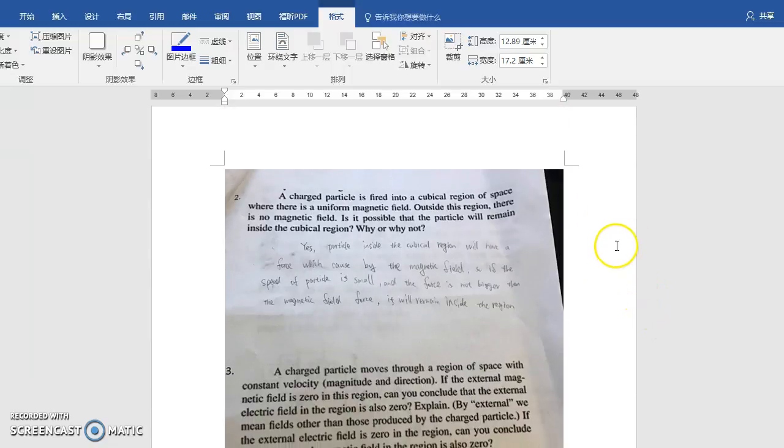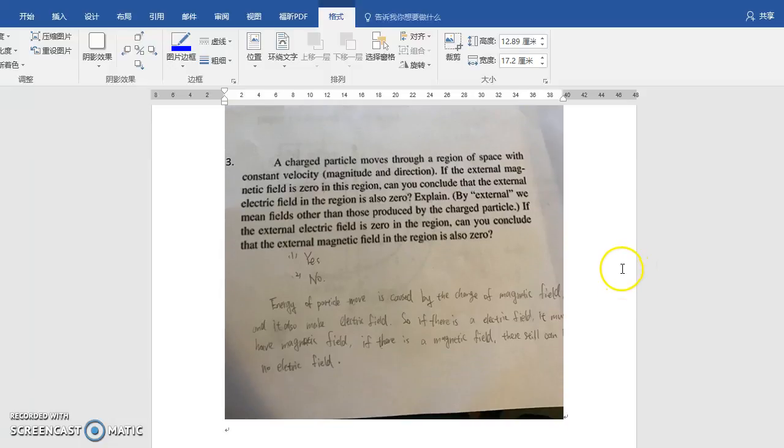And then question 2 is about the particle inside the QB region, and I think the particle may remain inside the QB region because inside the QB region you have a force which is caused by the magnetic field. So if the speed of the particle is small and the force is no bigger than the magnetic force, it will remain inside the region.